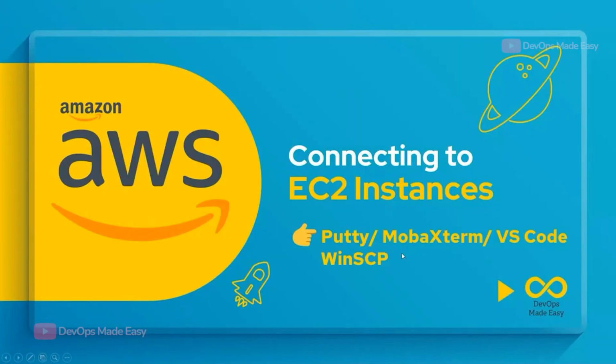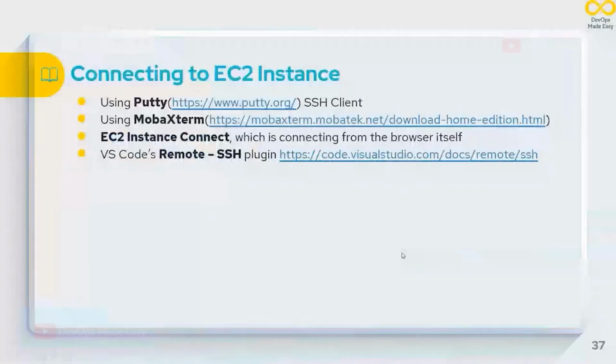We'll also understand what SSH is. There are many tools using which you can connect to EC2 instances. One is Putty, which is an old tool. If you want, you can use Putty. Otherwise, you can use some of the latest ones like MobaXterm. In fact, you can also use VS Code or your normal command prompt. And there are other tools like Tabby.